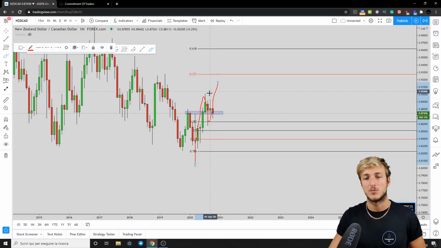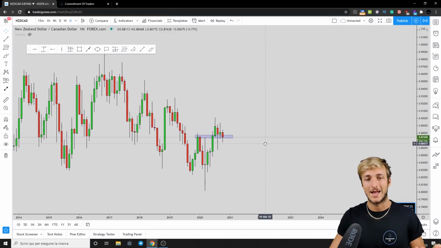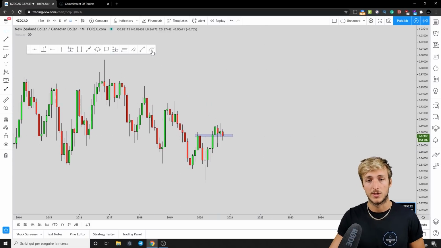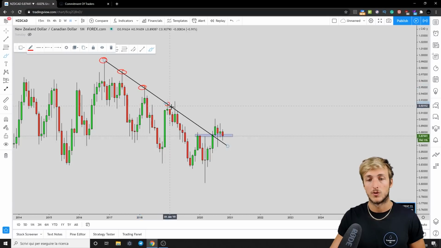So also from a monthly perspective, we can expect continuation to the upside if we check the market from a Fibonacci standpoint. We can also gain additional confluence of support inside of this area by taking this long-term trend line, starting from this high, touching as many candles as possible. After respecting this trend line 1, 2, 3, 4, 5, 6 times, the market broke the trend line to the upside and retested it already here.